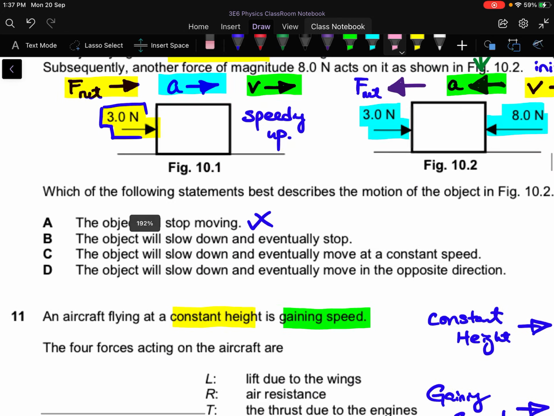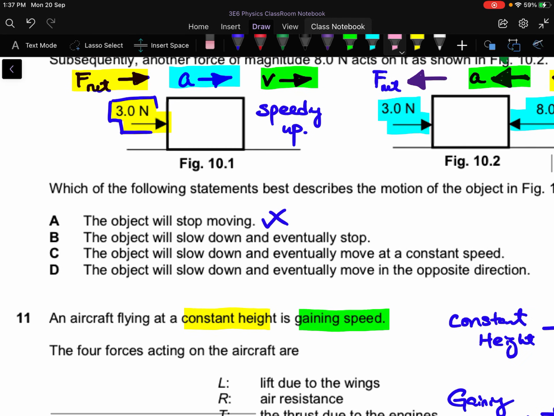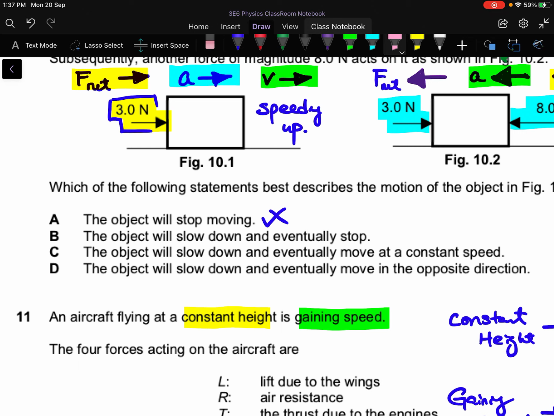So in this case, for part A, the object will stop. It is half right, half wrong, okay? So I will just put a tick and a cross. I will just keep it in view, because when we are doing MCQ, we are supposed to pick the best option. So for A, I will just keep it, like, it is not that bad, but not the best. Okay, so let's read on.